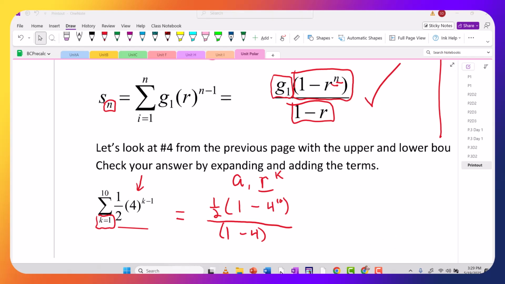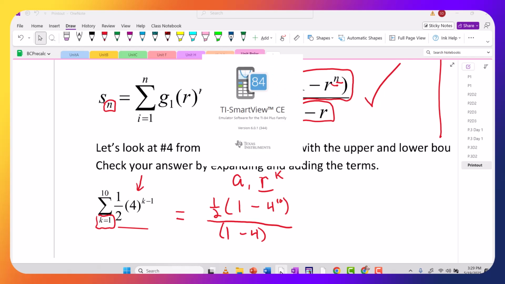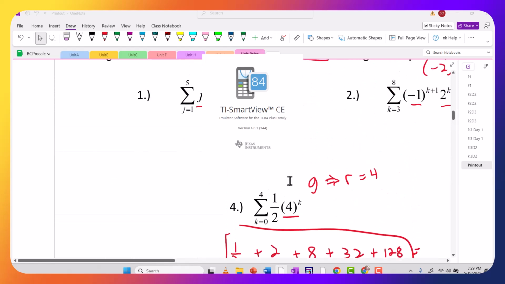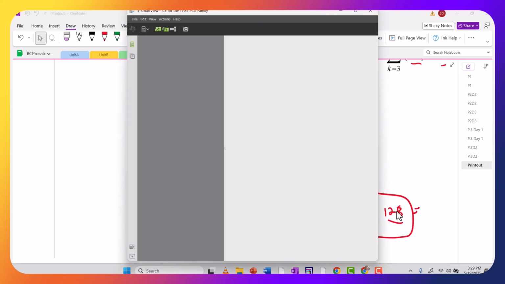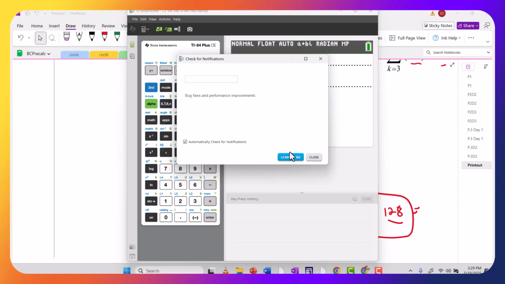You should at least make a little sense out of your answer. This is going to be quite a large number because my first term is a half. But then, was this the one that we just had up here? It was this one. So look at these first terms. This is going to start diverging and going pretty quick.